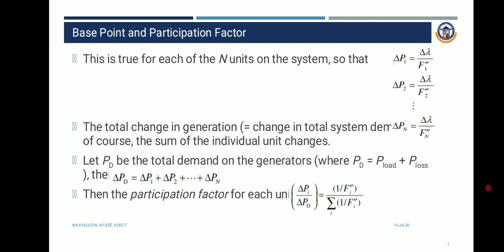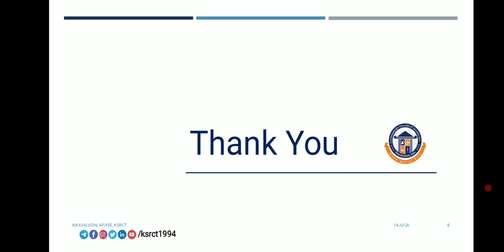If there are n units, the change in demand is found from the ratio of change in lambda and Fi double dash. The total change in generation is always equal to the change in total demand. Of course, the sum of individual unit changes will equal the change in power demand. This is how the participation factor method will help to find the optimum solution. Thank you.